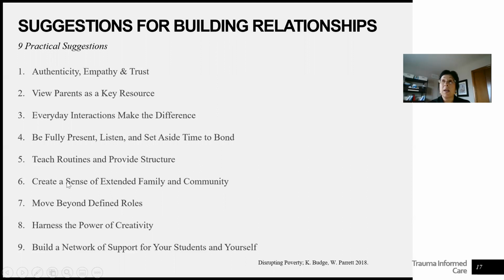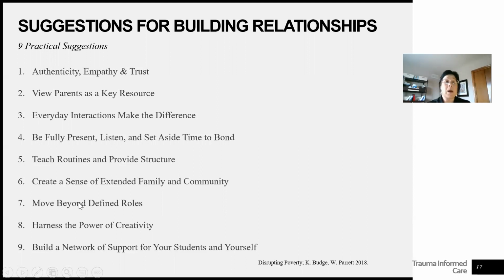You'll be modeling effective problem solving and peer relationships that they can carry out when they leave your classroom, or when they leave high school, into their own families and the workplace. This is huge. Number 6 is huge.